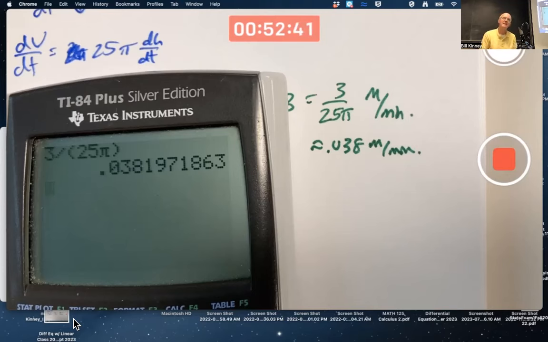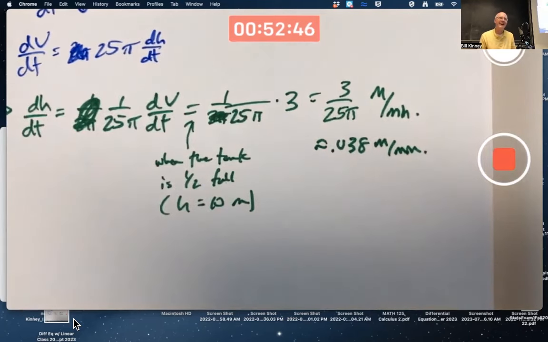That's right? About 4 centimeters per minute. I think I'm getting that right. Okay.